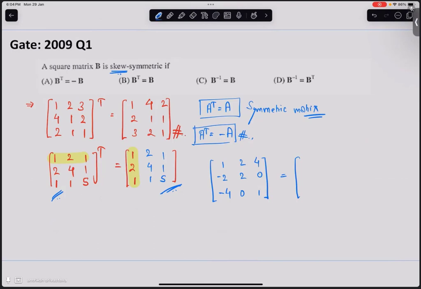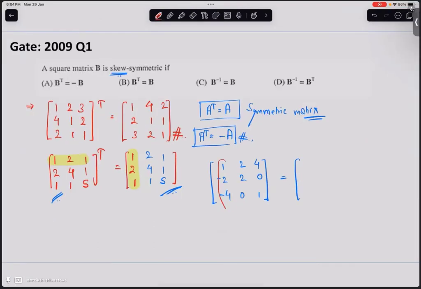Okay, so let's do the transpose and we'll see. When we want to do the transpose, what will we do? We'll take this column and put it into the row, right? So let's do that. 1 minus 2 4 and 2 2 0 4 0 1. What do you guys think?